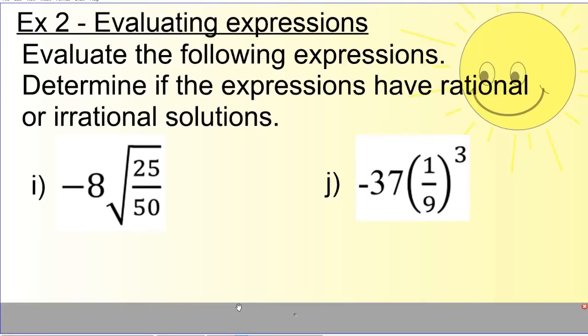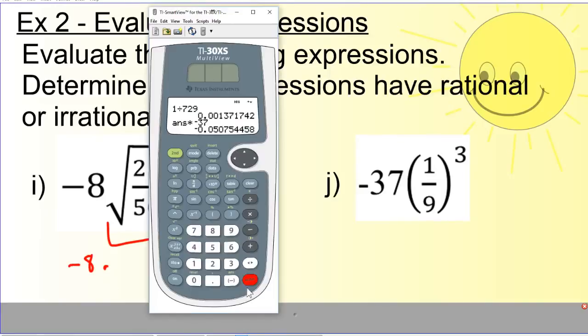All right, so letters I and J here. This says -8 times the square root of 25/50. Now we could do this a couple ways. We could type in our calculator -8 square root, but I'd be concerned about putting the 25/50 because I don't know how the calculator would interpret that. We could definitely put it inside parentheses, but probably the easiest way for me would be just to take the square root of that and then take my answer, whatever it is, and times it by -8. So that's what I'm going to do.